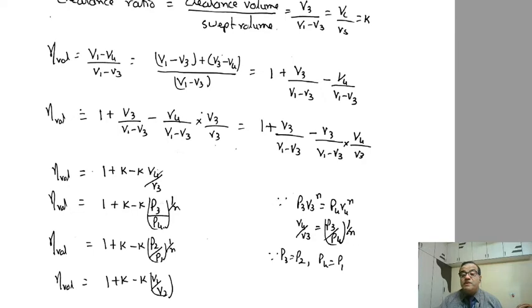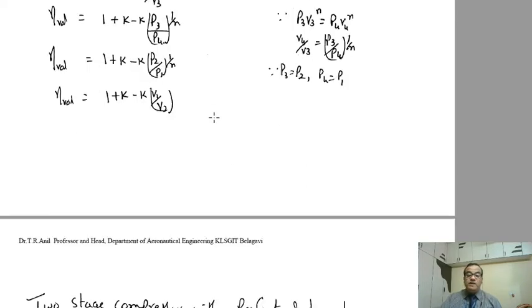So V4 by V3 is (P3 by P4) to the power of 1 by n. But P3 is equal to P2 and P4 is equal to P1. So that's what I'll substitute here. So P3 and P4 are substituted by P2 and P1 respectively. So volumetric efficiency is 1 plus K minus K (P2 by P1) to the power of 1 by n. In terms of volume, we can write this as V1 by V2. So this is the derivation for your volumetric efficiency.